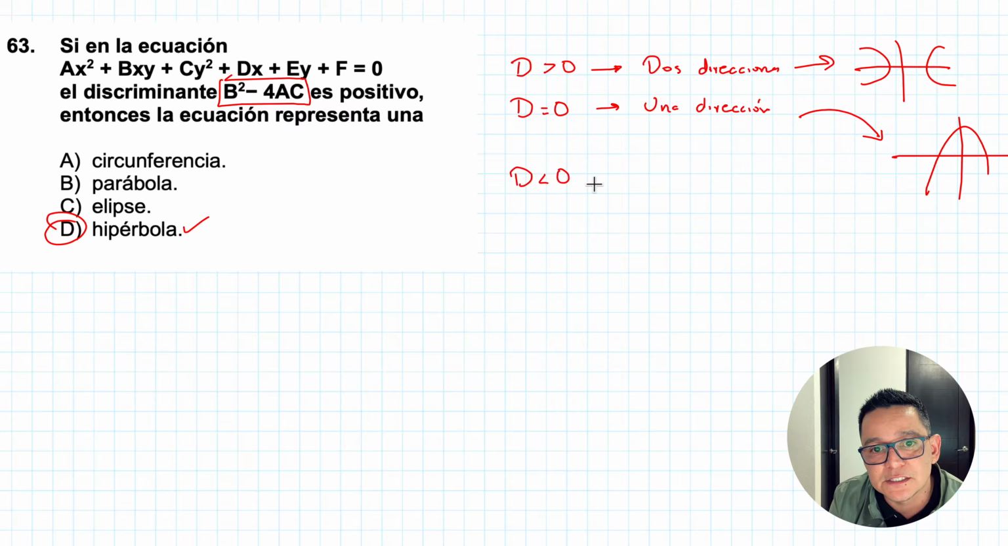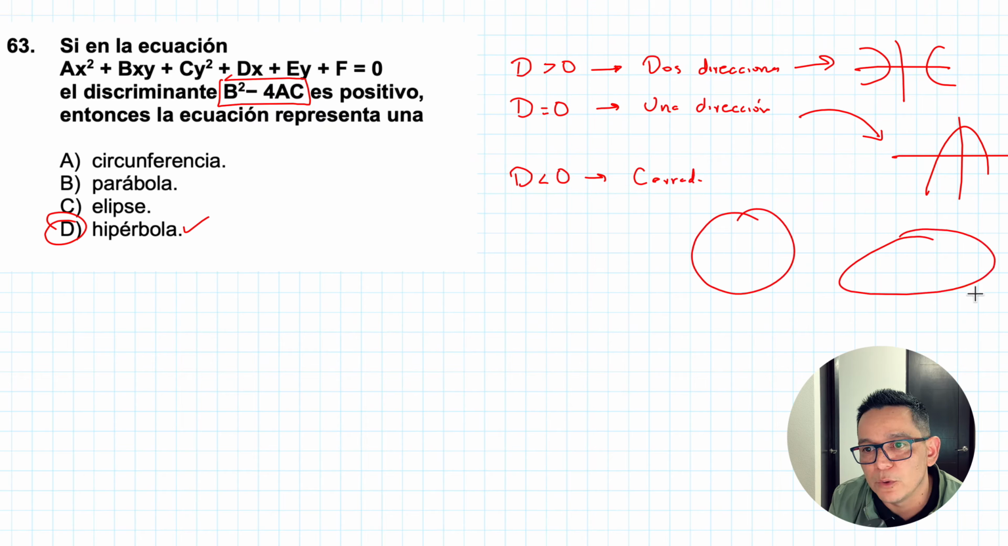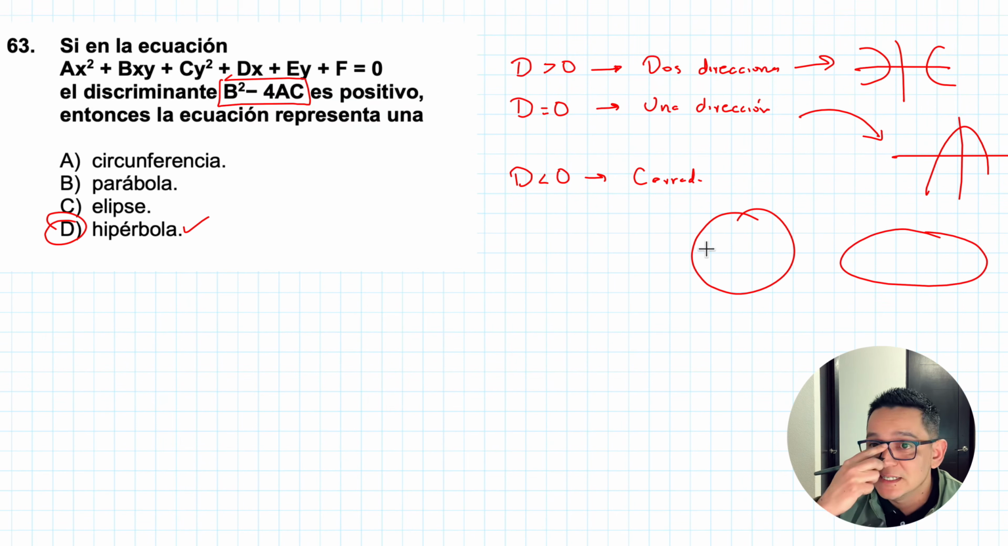Now, if the discriminant is less than 0 in this case, we're going to say it's closed. How could it be closed? For example, a circle or an ellipse? That didn't turn out well, but these two are for closed ones. So, to sum up, right? If the discriminant is greater than 0, that is, if it's positive, it means there are two directions. If the discriminant is equal to 0, there's only one direction. So, in this case, it would be a parabola. And if the discriminant is less than 0, then it means it's closed. So what would it be then? For a circle or for an ellipse? In this case then, the answer is hyperbola.